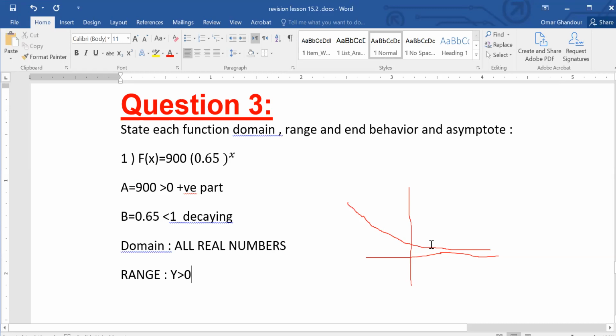This is opposite to the y-intercept. The y-intercept is really happening. But 0, as I told you, an exponential function never ever reaches 0. It's nearly equal to 0. That's why I didn't put an equal sign.